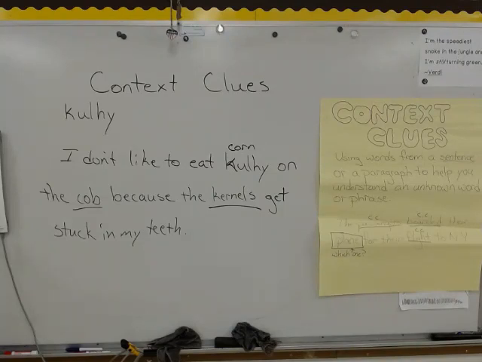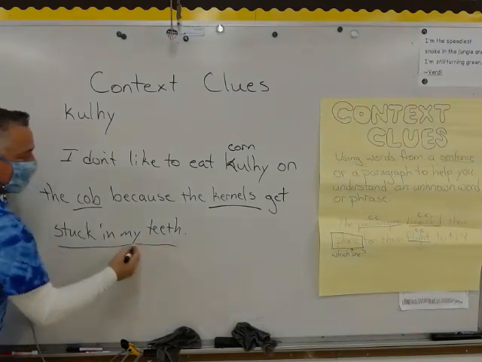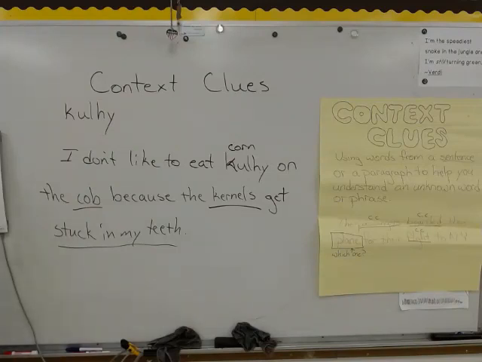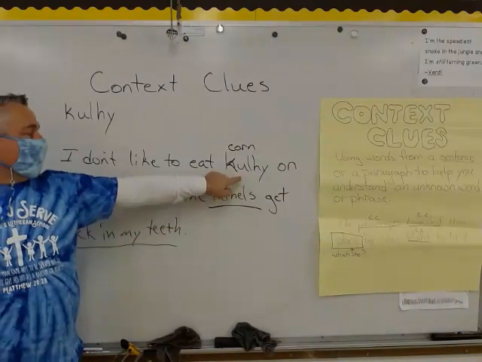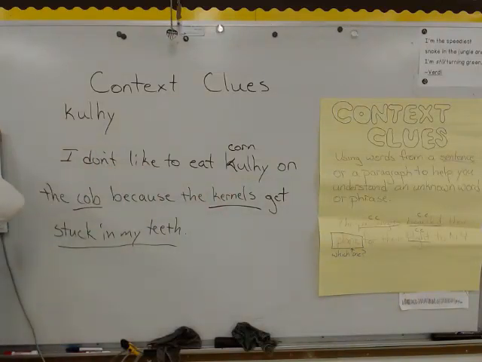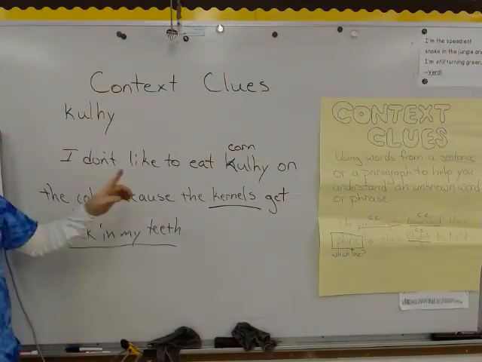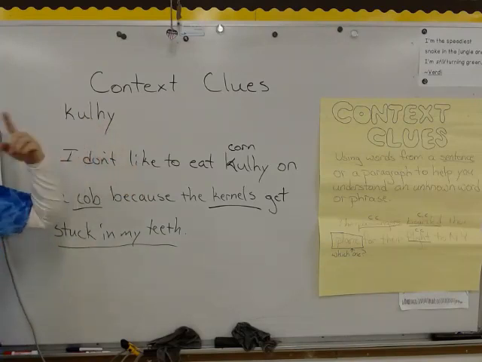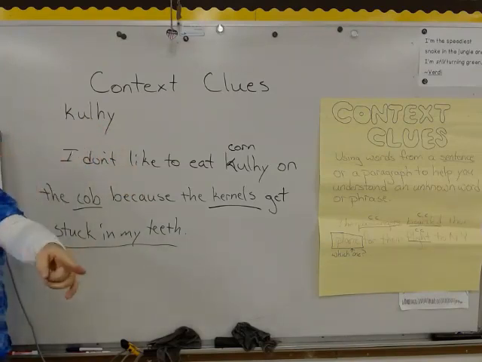And then there's one other thing that's kind of a context clue because it usually happens to most people. The kernels get stuck in my teeth. How many of you, when you eat corn on the cob, get it stuck in your teeth for a while? All right? Look at that. All those things were context clues that told you, I know exactly what that is. You made a picture of it in your head, right? Even though you didn't know what coley was, you had a picture of it.